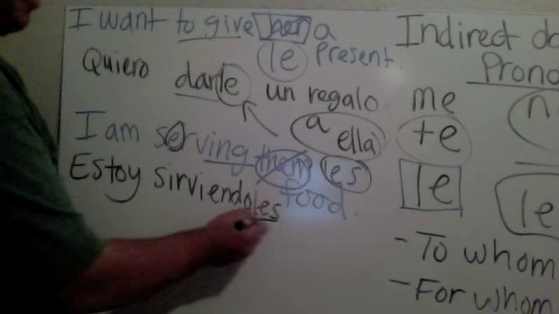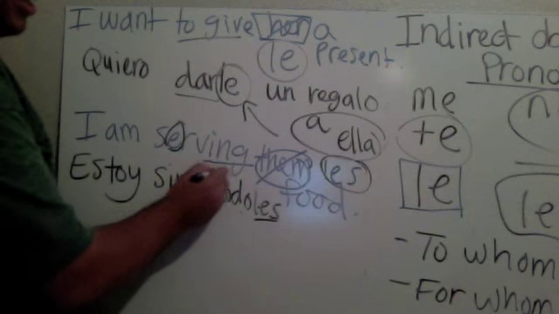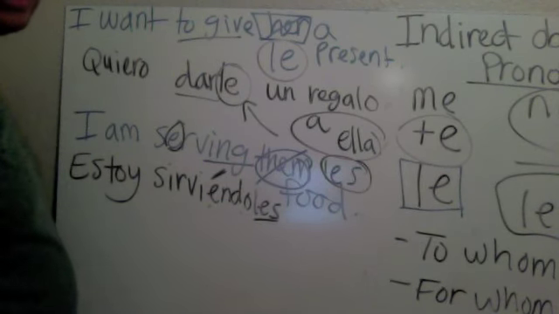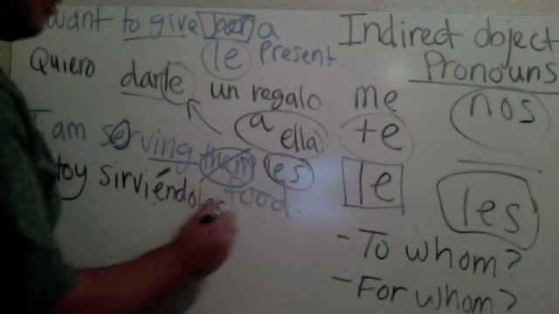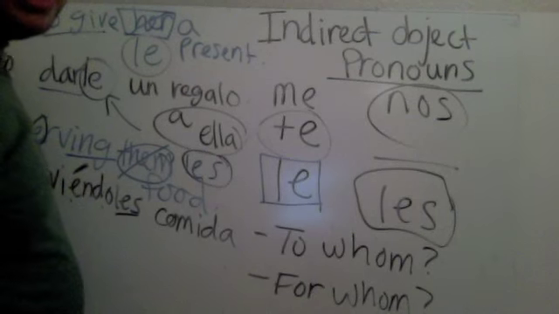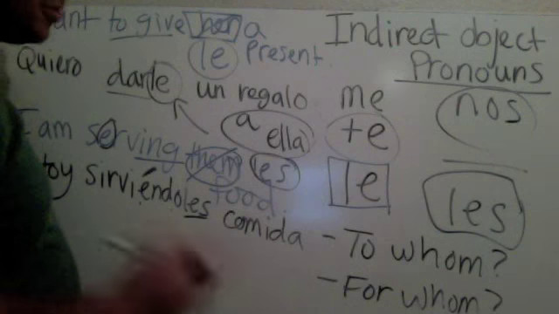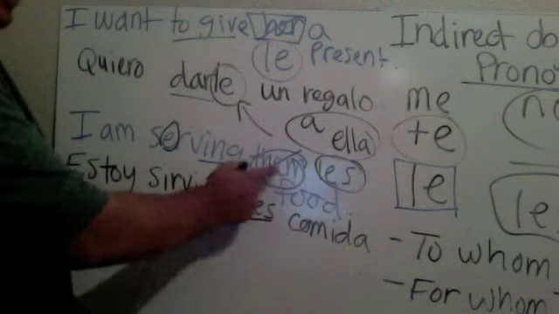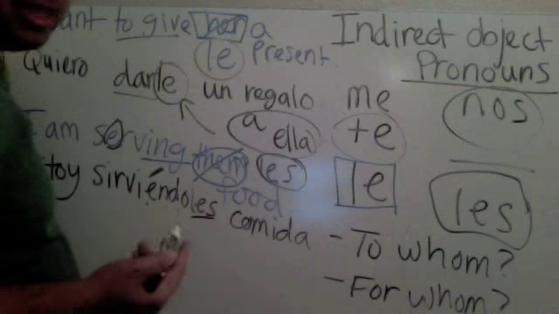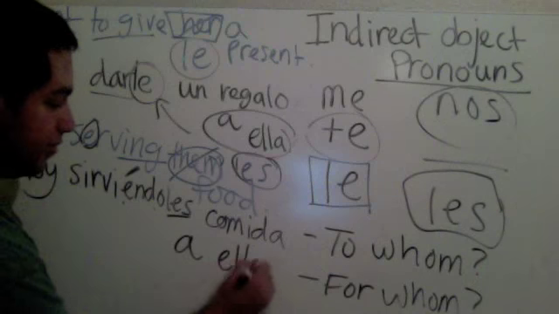And since we added a pronoun, 1, 2, 3. On the E, sirviéndoles. Food, comida. Now, again, what did I say about le and les? You need to clarify who the object is, who's receiving the food. Them, because les can mean three different people. We're going to end it with a ellos.